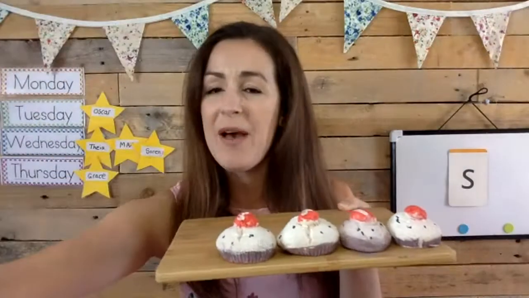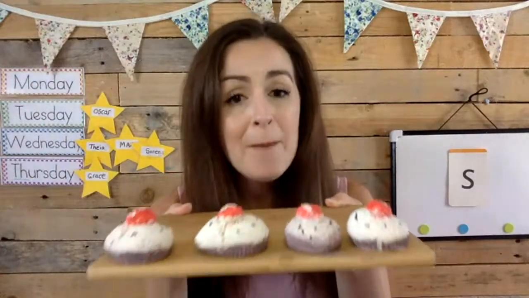5 currant buns in a baker's shop, round and fat with a cherry on top. Along came George with a penny one day, bought a currant bun and took it away. And now we have 1, 2, 3, 4. 4 currant buns in a baker's shop, round and fat with a cherry on top. Along came Muhammad with a penny one day, bought a currant bun and took it away.